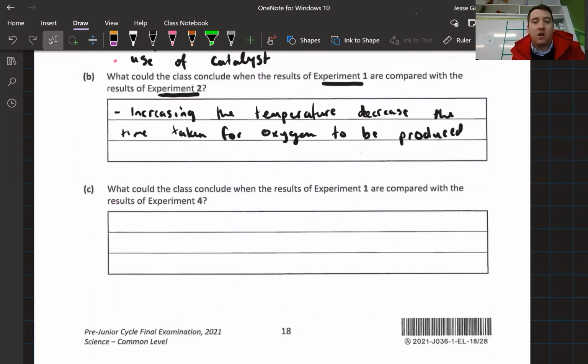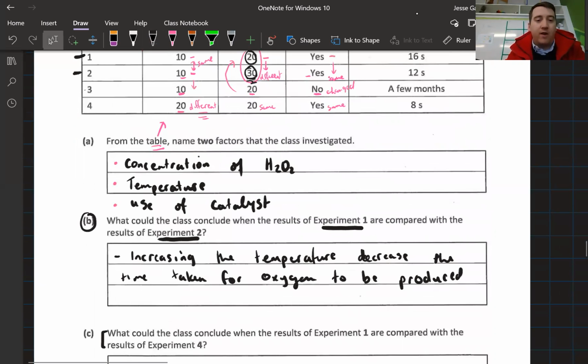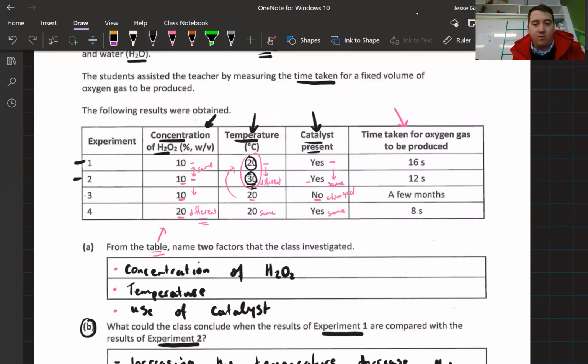What could the class conclude when the results of experiment 1 are compared with the results of experiment 4? So now that we've shown you how to do B, you should now be able to look at 1 and 4 and write a conclusion about them. I'm going to leave it and get you to pause the video and write down a conclusion we can make when we compare experiment 1 and 4. Okay, so you'll only be watching the video if you've written an answer for part C.